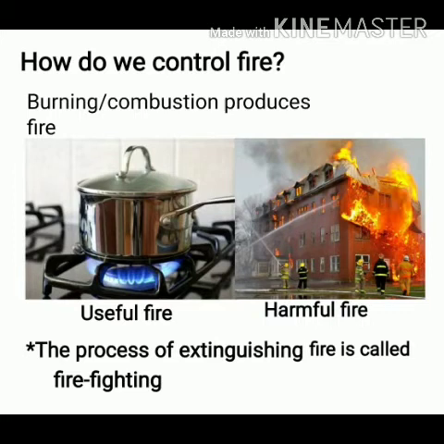Okay, so the process of extinguishing a fire is called fire fighting. Students, if a fire breaks out in our house or in our neighborhood, the first thing we should do is to call the fire service. So every one of us should know the contact number of the fire service. Secondly, we should know the different ways of fire fighting or putting it off.